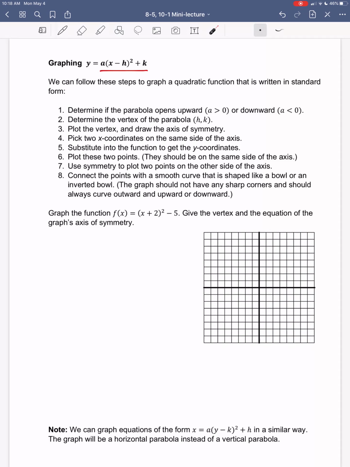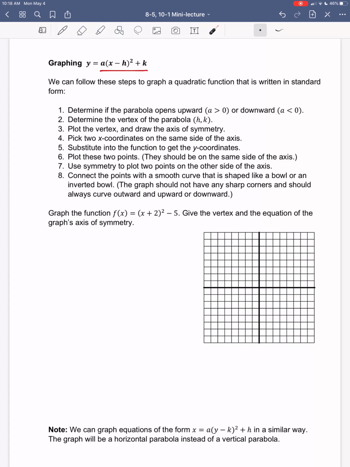And then I connect the points with a smooth curve, sort of shaped like a bowl or an inverted bowl, right? A right side up bowl or an upside down bowl. The graph should not have any sharp corners, so the vertex is not a sharp point. It's still a curve at the vertex. And it should always curve outward and then either upward or downward. So it never goes straight up and down. It should always still be going a little bit outward.